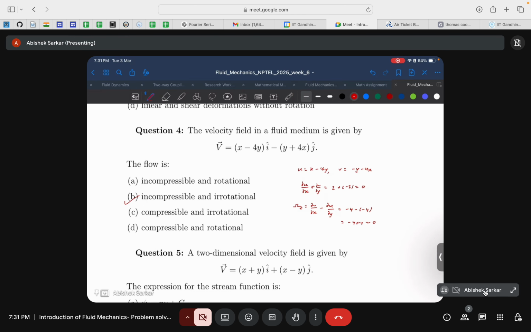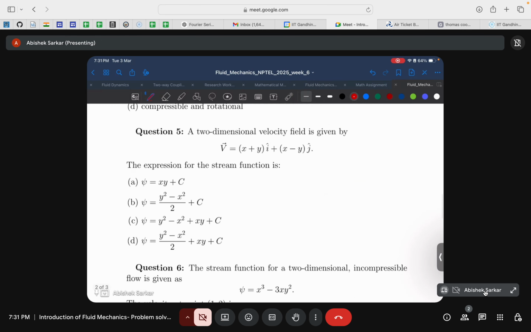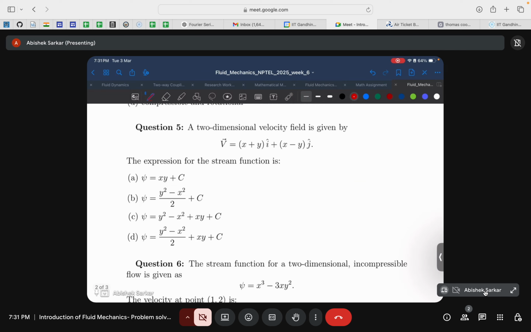Okay, so let's look at question number 5, which is something new, that is a two-dimensional velocity field is given by (x plus y) i cap plus (x minus y) j cap. So here given the u velocity component and the v velocity component, from that you need to find the expression for the stream function psi. I will just solve it since there are very few viewers. You can pause the video for now while you are solving it, and then compare it with my results.